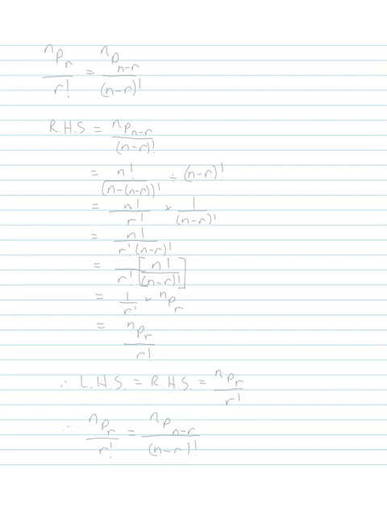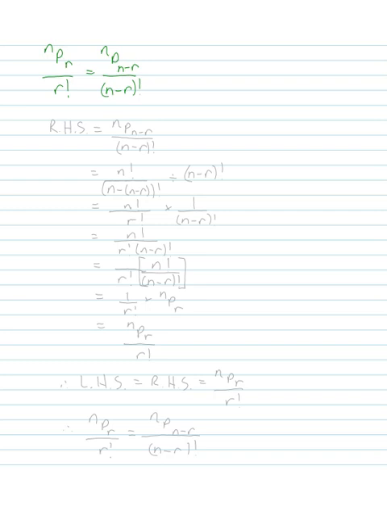Okay, so we are trying to solve, or prove, I should say, that nPr over r factorial is equal to n P (n minus r) all over (n minus r) factorial.